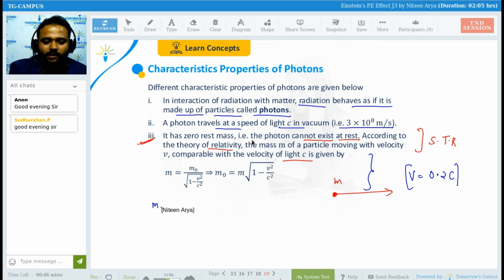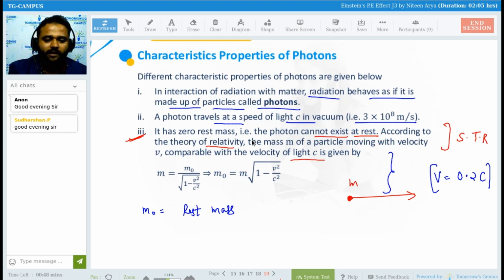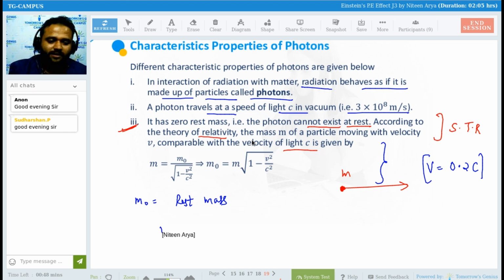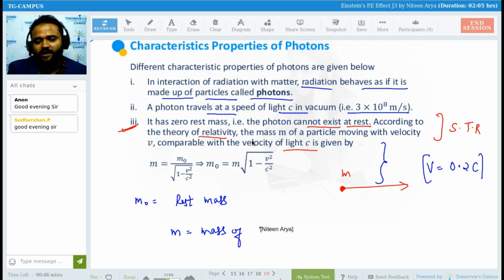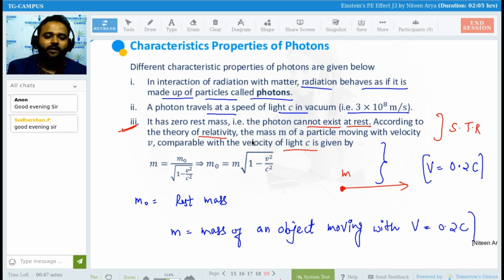Here m naught is the rest mass, and this m is the mass of a particle or of an object. I am saying about an object, so you can say the mass of an object moving with velocity this much. And you can see this effect only in this range.